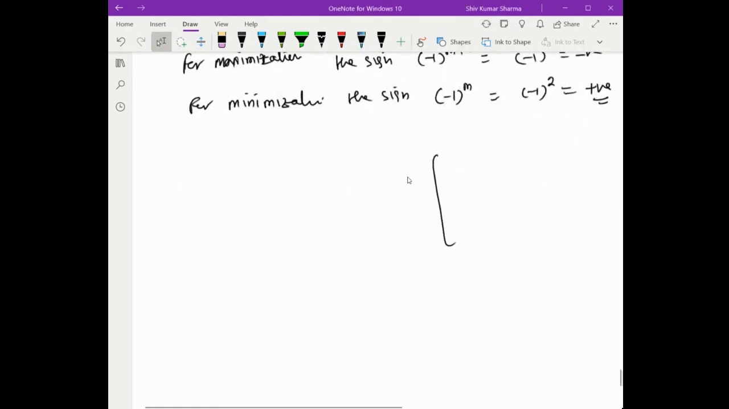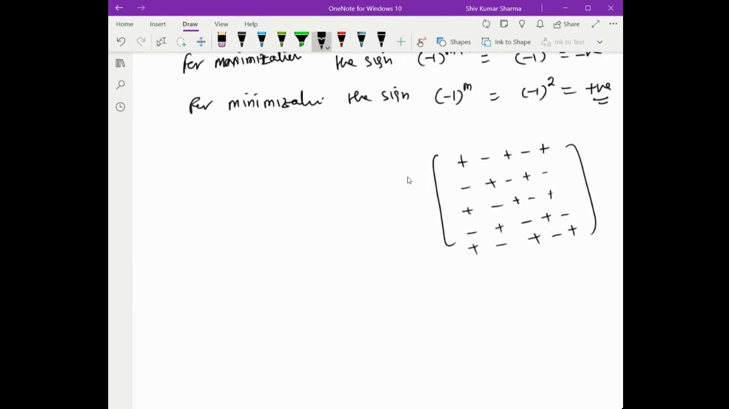So you have to focus on that, which means plus minus plus minus plus minus plus minus plus minus and plus minus plus minus plus and minus plus minus plus minus and plus minus plus minus plus. Because we use a 5 by 5 matrix here, whereas when we use a 3 by 3 matrix, we have the sign plus minus plus, minus plus minus and plus minus plus.